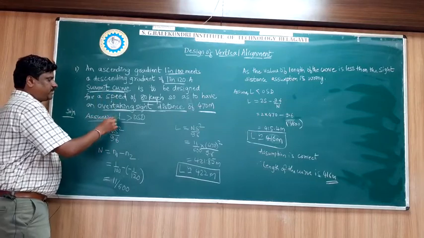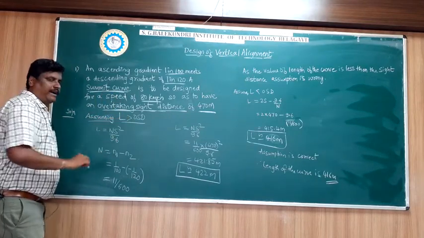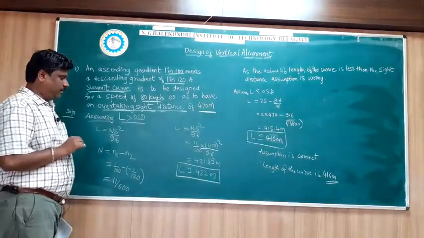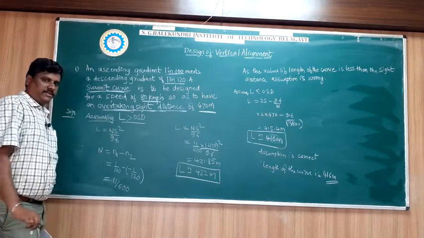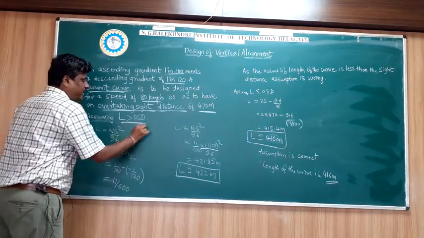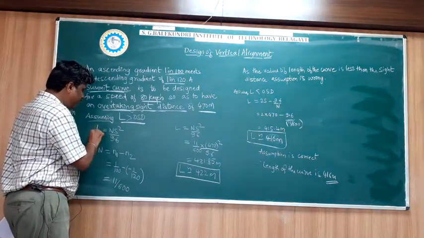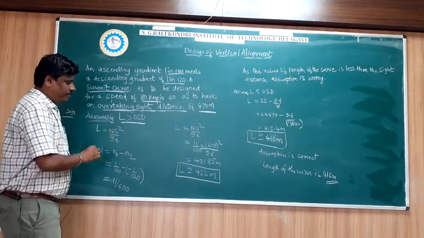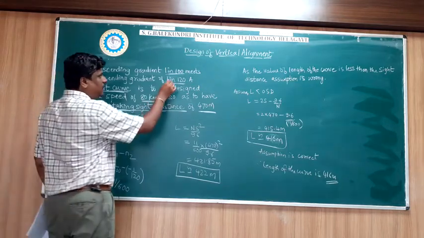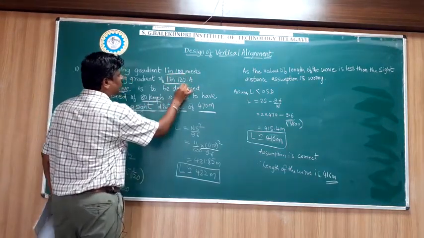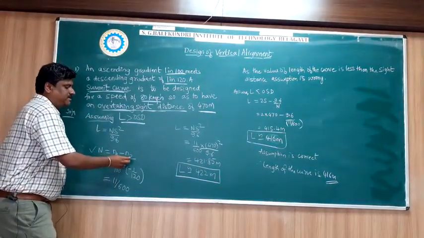Now the condition I assume at the starting, I say assume length of the curve greater than overtaking sight distance. Then I know the formula L equal to n square divided by 9.6. When the length is greater than OSD, then L equals N square divided by 9.6. First I will calculate the deviation angle from the given question. How do I find the deviation angle? With the gradients where you are going to meet. That is n1 minus n2.